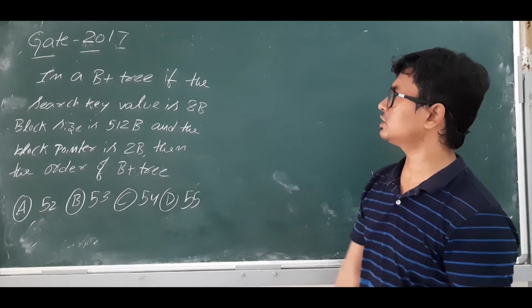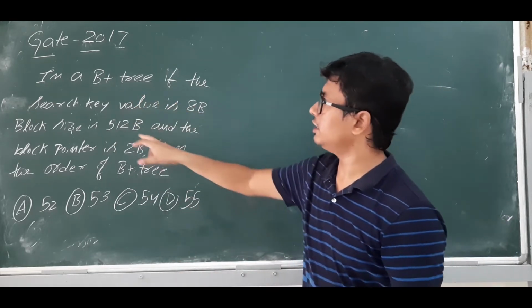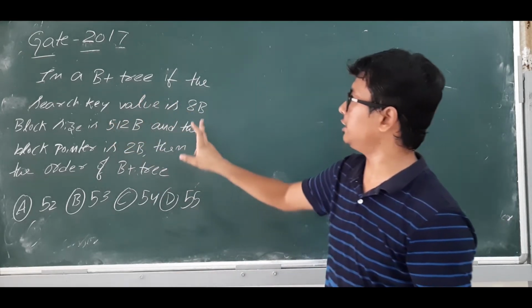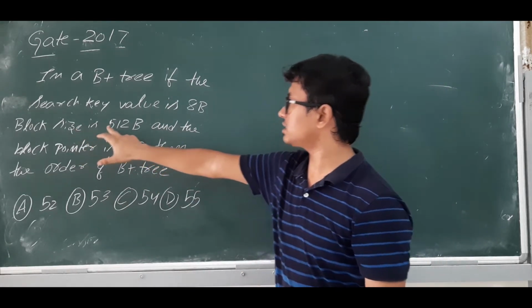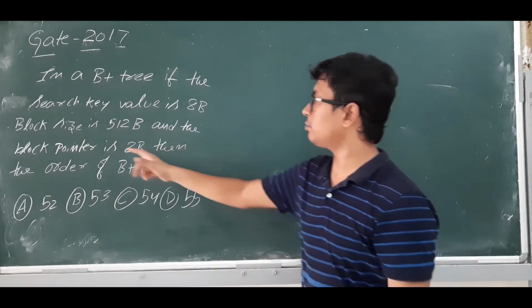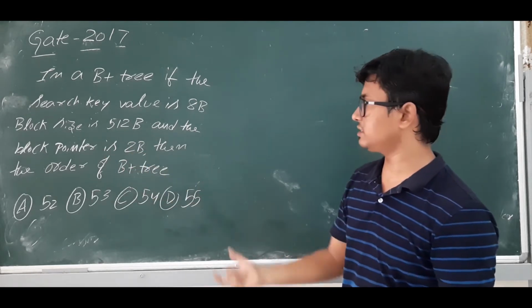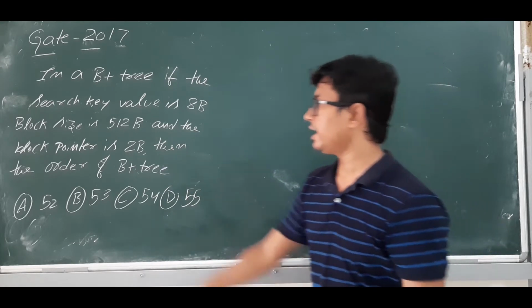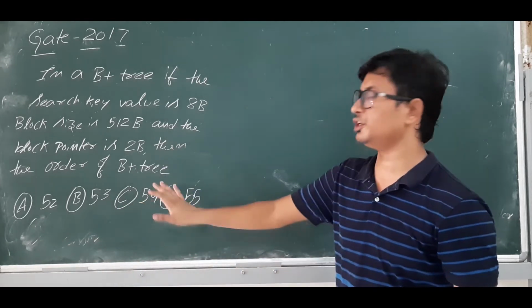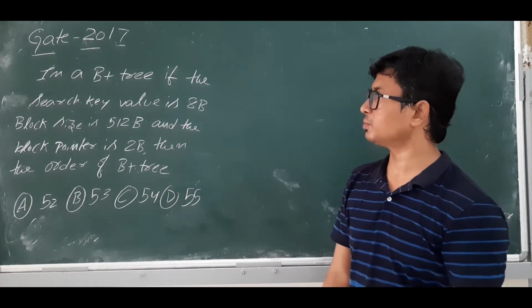Let me read the question. In a B plus tree, if the search key value is 8 bytes, so the key size they have given as 8 bytes, and the block size is 512 bytes and the block pointer is 2 bytes, then they are asking us to calculate the order of the B plus tree, and they have given 4 options. You need to find which is the right option.